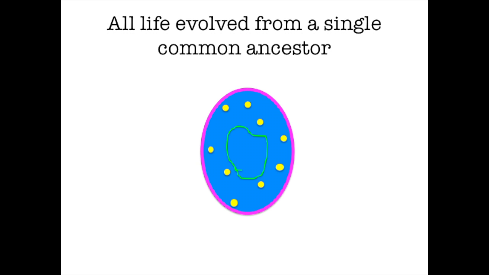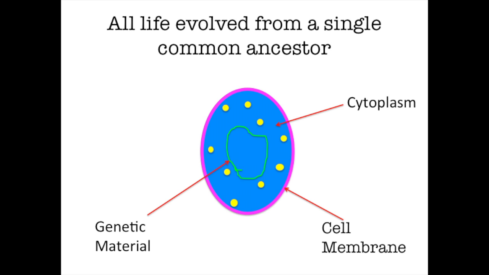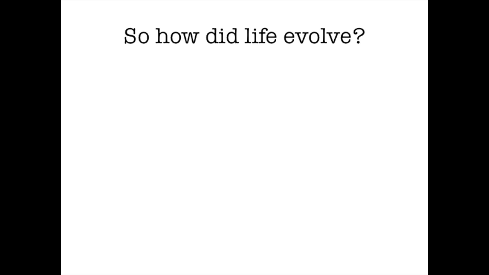tree. There's a lot of good evidence that all life on Earth today evolved from a single common ancestor, and that single common ancestor had a cell membrane, genetic material, liquid inside of the cell membrane, and proteins to do things like copy that genetic material and metabolize energy. So scientists have one burning question based on this information: how did life evolve?